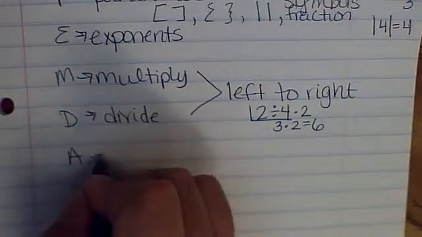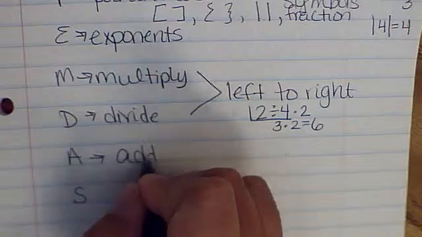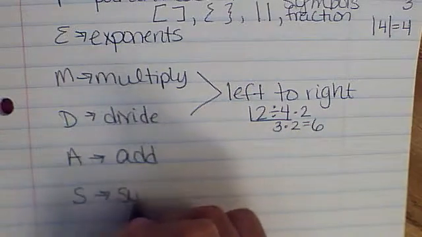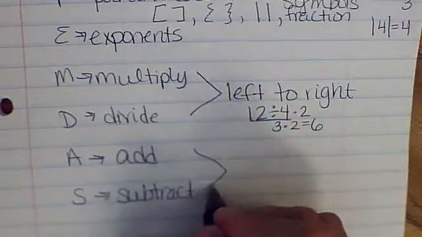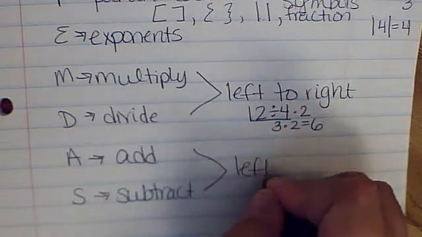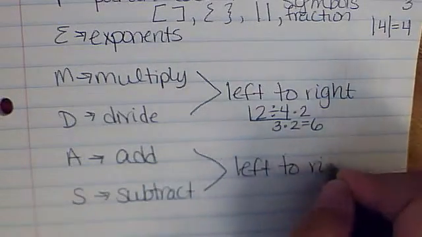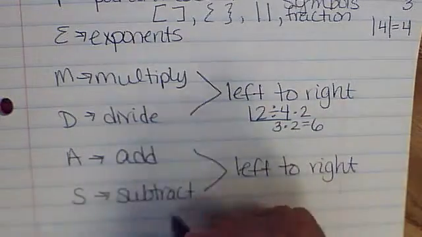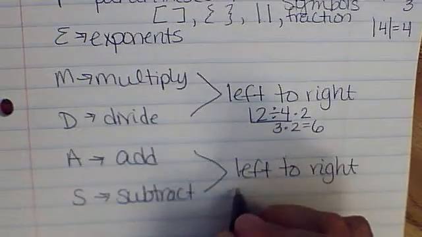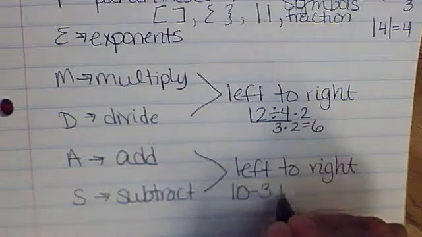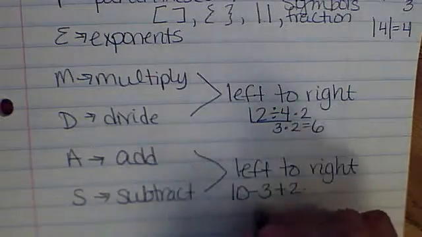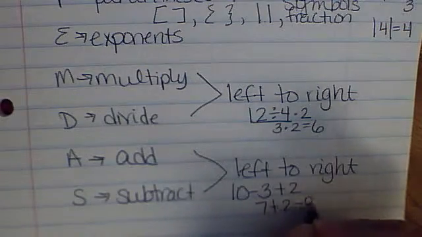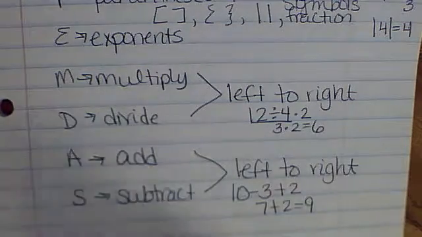And then the A is add, and the S is subtract. And again, just like multiply and divide, you work from left to right. So again, sometimes you'll subtract before you add. So for example, if I have 10 minus 3 plus 2, I do 10 minus 3 is 7, 7 plus 2 is 9. So it has to go left to right.